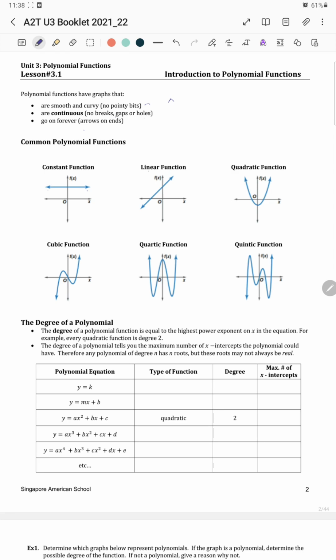This is a linear function. Linear means one, with the degree 1. This is a linear function which is a graph with the arrows on the ends. Quadratic functions with the degree 2. Cubic functions with the degree 3. Quartic functions with the degree 4. And quintic functions with the degree 5.